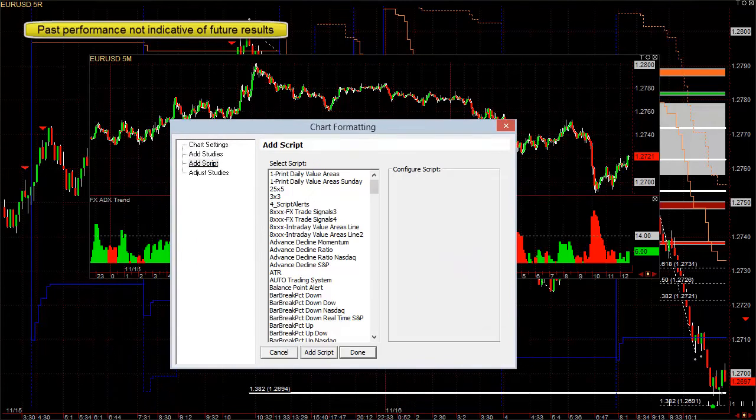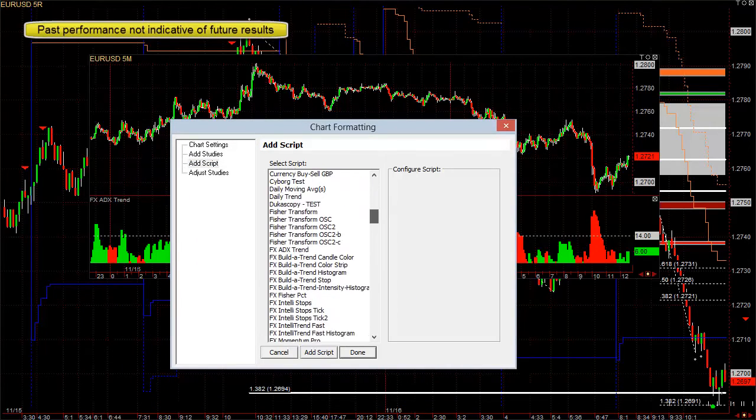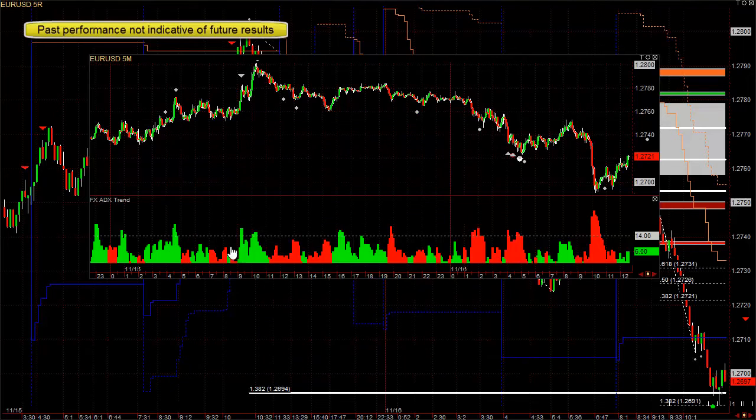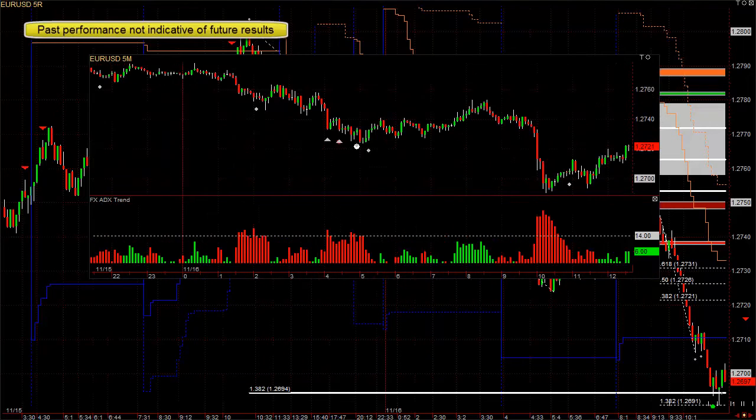But one of the tools that I like is the FX Trend reversal. This is phenomenal in letting you know when the market's going to reverse. And it showcases 15-minute bars, 30-minute bars, 60-minute bars, and 4-hour bars, trend reversals, and trend reversal triangles. So you can see there are a ton of counter trend signals right here.